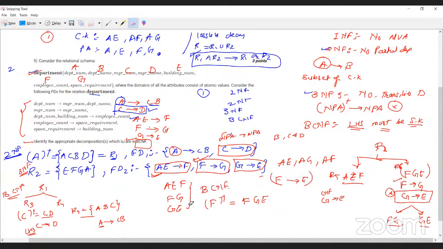as G closure, because she's checking for both the transitive dependencies at a time. So here you will get three relations, FGE and GE here, right? Ria? Correct. But that's the confusion probably.